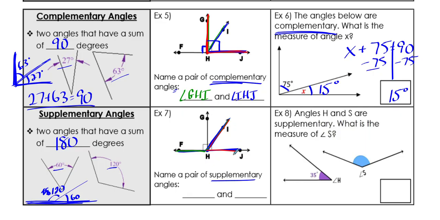So IHJ and FHI are supplementary because they form that straight line. When we put this together with this, they form that straight line.